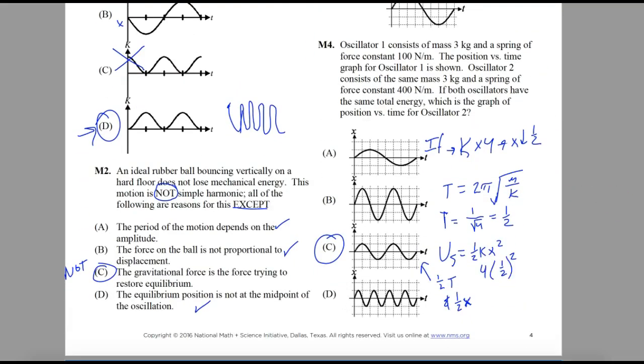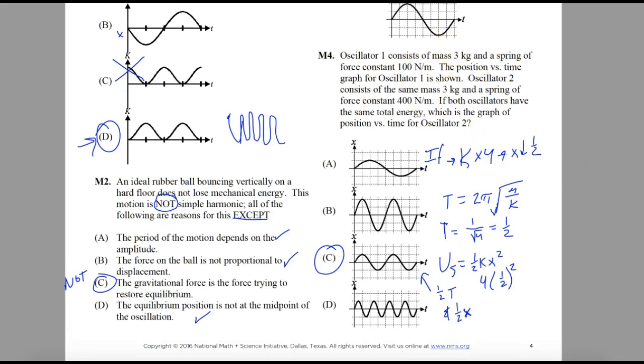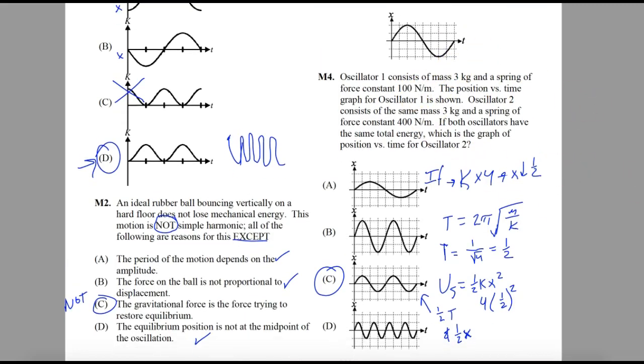For number 4, oscillator 1 consists of mass 3 kilograms and a spring of a force constant of 100 newtons per meter. The position versus time graph for that oscillator is shown here. Oscillator 2 consists of the same mass of 3 kilograms and the force constant is 400 newtons per meter. So notice your spring constant is different. If both oscillators have the same total energy, which graph of position versus time is for oscillator 2?